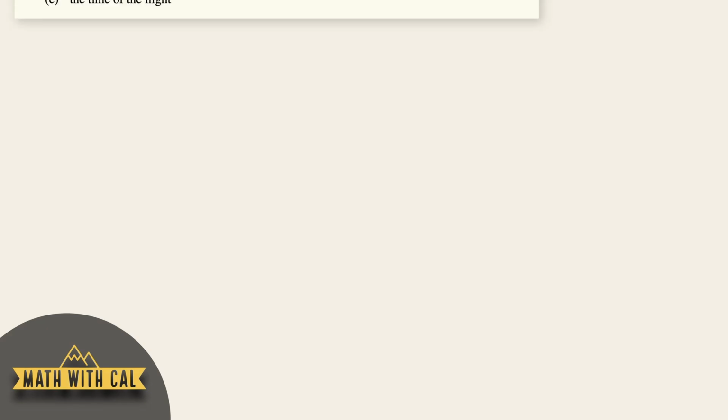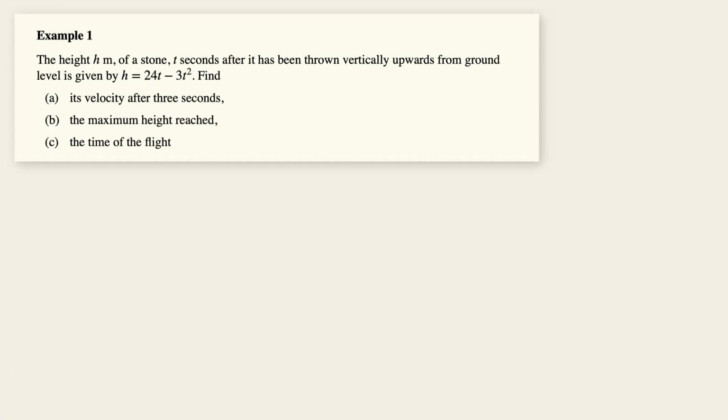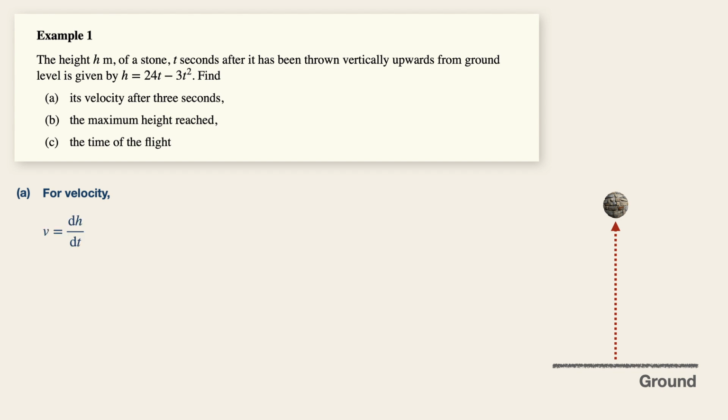Hi everyone, we have a short question here which wants us to find the maximum height of a stone when it is thrown vertically upwards. Now let's try to answer the first part by finding the velocity after 3 seconds. The velocity equation can be found by simply differentiating h with respect to t.